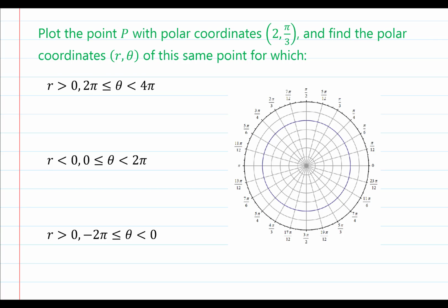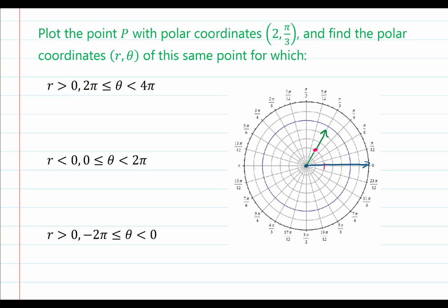Now we have an example where we are being asked to plot the point P with polar coordinates 2, pi over 3. So let's go ahead and plot the pole and the polar axis, and let's plot the point 2, pi over 3 by going 2 units out from the pole and rotating to pi over 3. So that would be this point right here, and I'm going to go ahead and draw my terminal side to the angle pi over 3. So there's the point for 2, pi over 3.